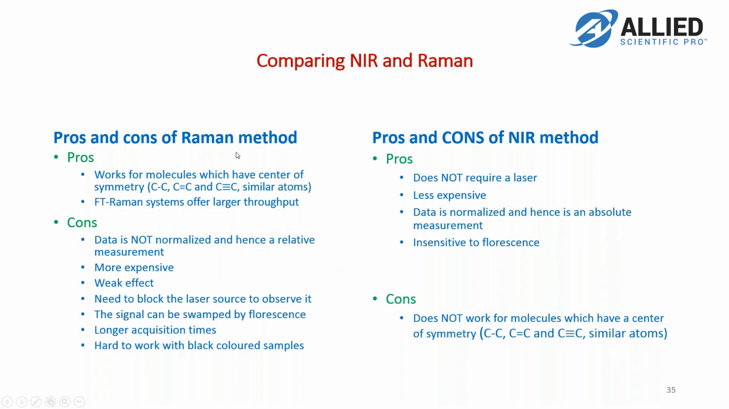So what are the cons of a Raman method? Data is not normalized and hence a relative measurement because we don't know exactly what the references are, whereas in Near IR we know. It's a more expensive instrument because of the presence of a laser. It's a weak effect, and you need to block the laser source to observe the signal. And fluorescence is also a big issue, because a fluorescent signal could swamp the Raman signal.